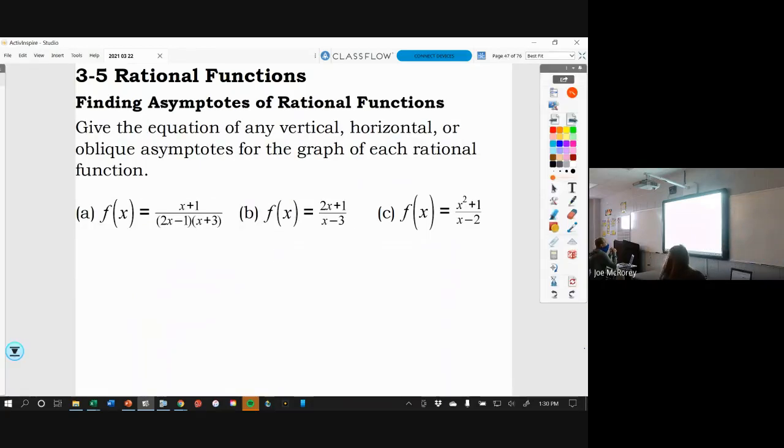So we have 3 rational functions here. And we're going to give the equation of any vertical, horizontal, or oblique asymptotes for each of the graphs. So, part A, f of x is equal to x plus 1 divided by 2x minus 1 times x plus 3. In order to determine vertical asymptotes, the first thing we must do is make sure it's in simplest form, meaning it's factored completely and nothing cancels. Example A, everything is in fact factored completely and nothing cancels.